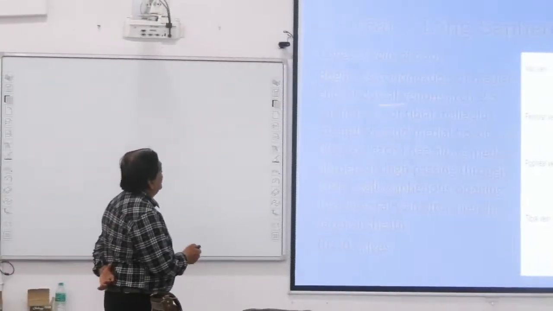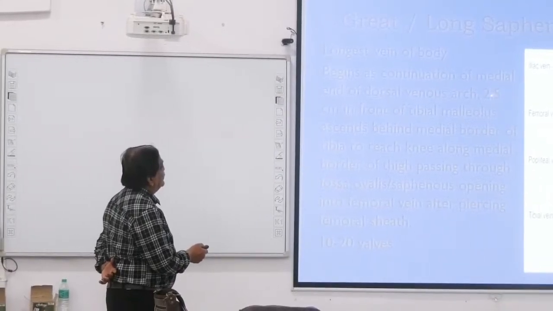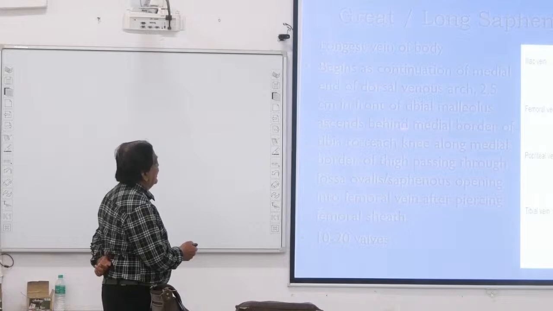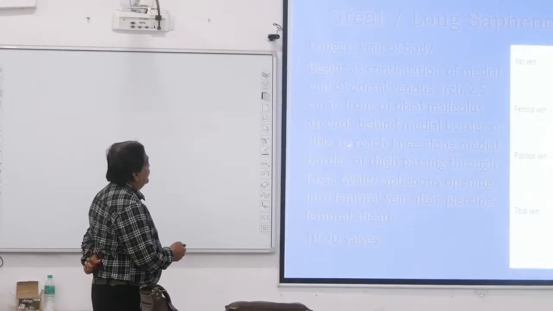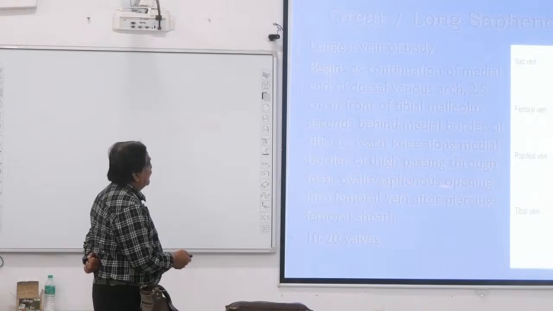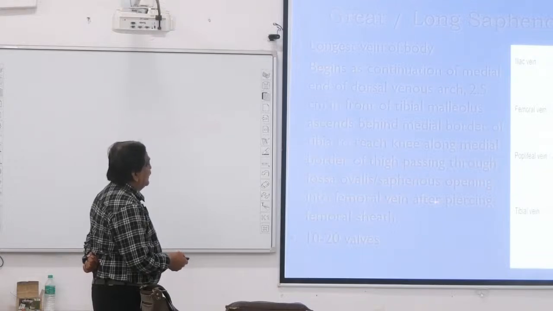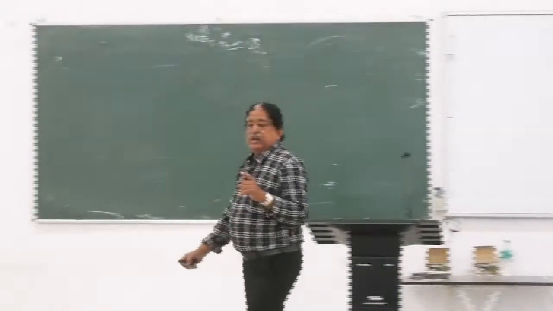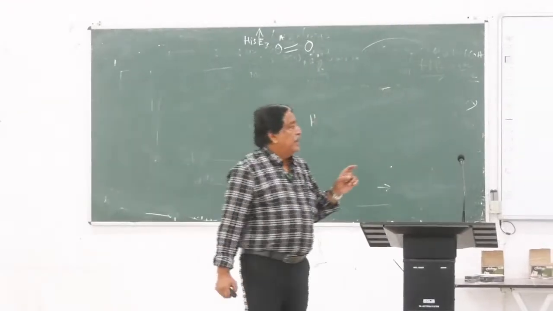Now, it begins as a continuation of the medial end of the dorsal venous arch, 2.5 centimeters in front of the tibial malleolus, ascends behind the medial border of the tibia to reach the knee, along the medial border of the thigh, passing through the fossa ovalis or saphenous opening into the femoral vein after piercing the femoral sheath, 10 to 20 valves. Now what happens?